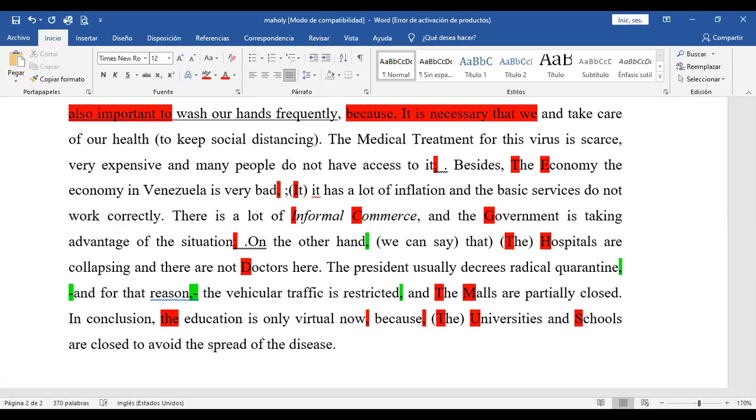I would change the position of in conclusion. And we'll put it before the president. So, in conclusion, the president usually decrees radical quarantine, and for that reason, the vehicular traffic is restricted. The malls are partially closed. Education is only virtual, and universities and schools are closed.